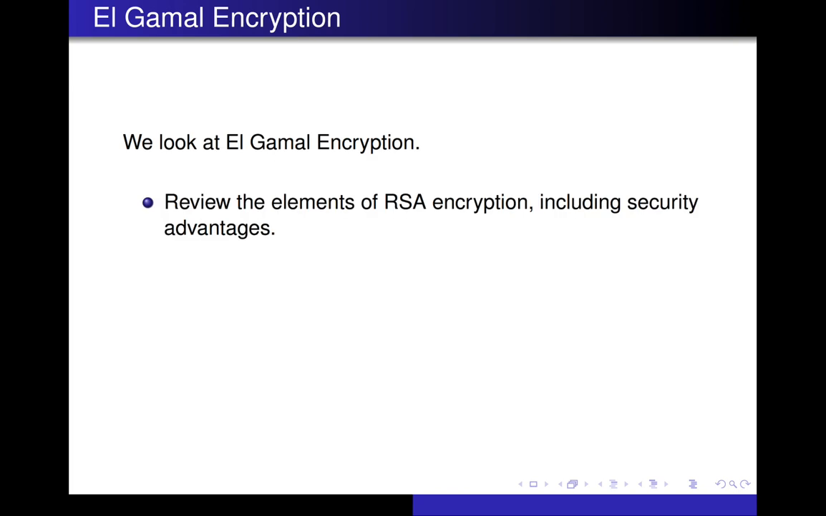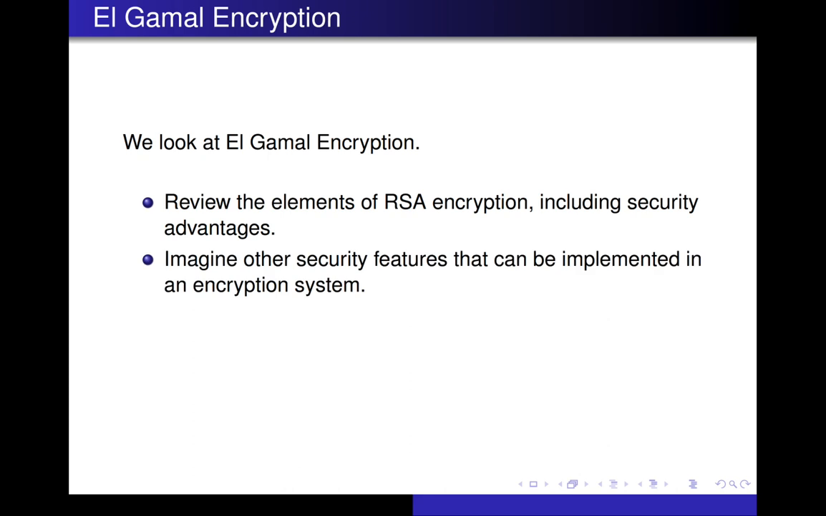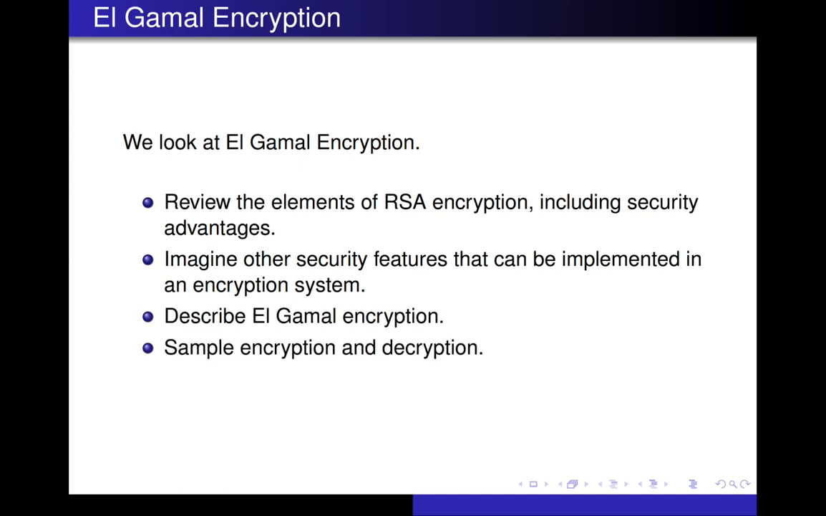The next encryption system that we're going to look at is one called Gamal. Before we describe what the Gamal encryption system is like, we're going to go ahead and review the elements of RSA encryption, in particular looking at the security advantages as well as the advantages of having a public key. We're going to try to imagine some other security features that we might implement in a public encryption system. We're going to describe what the Gamal encryption system is, and then we're going to do a sample encryption and decryption.